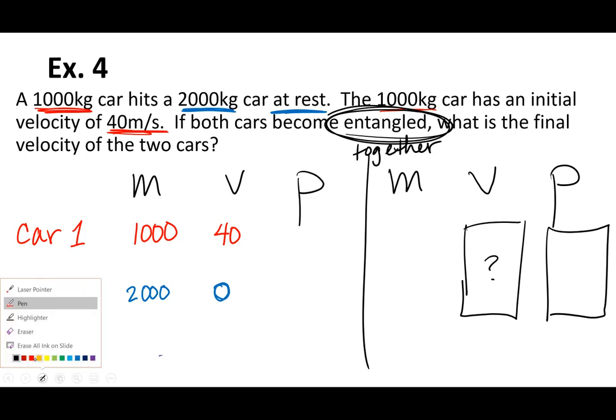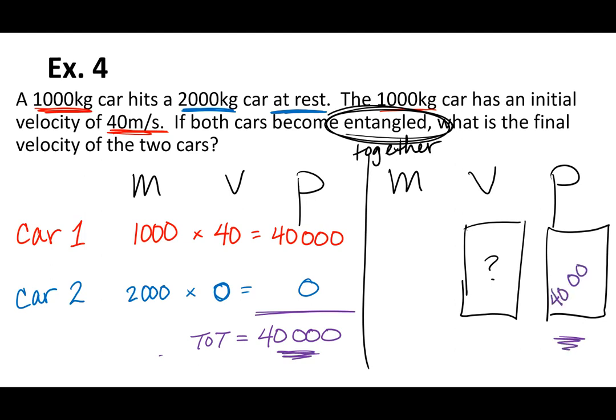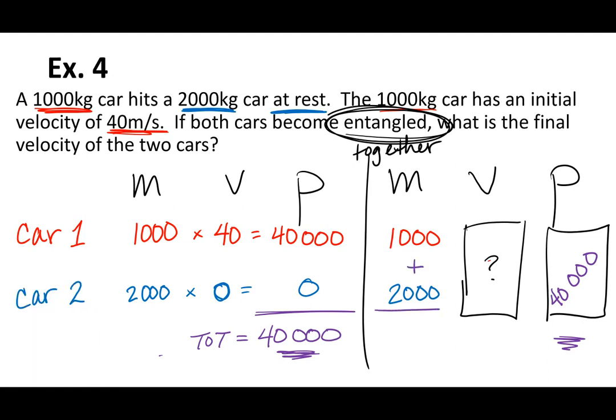All right, we're looking for final velocity. Well, let's go ahead and get started. M times V, so that would be 40,000. 2,000 times 0 is 0. All right, so our total is 40,000. Now let's go over here. Well, we know total momentum before equals total momentum after. And so 40,000 will go right here because it's together. Let's see. Masses are going to stay the same. So we got 1,000 and 2,000. Since those are also together, they should add together.